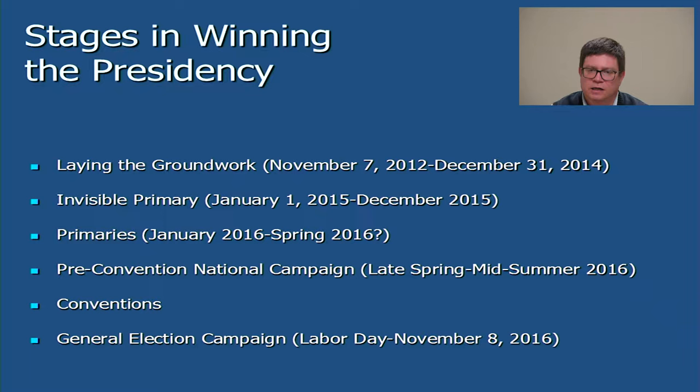And then you have the general election campaign, which runs generally from what we consider to be Labor Day through November 8th, which was the day of the election in 2016.